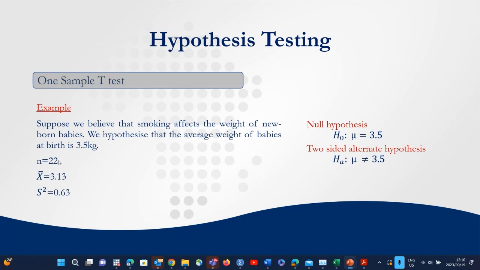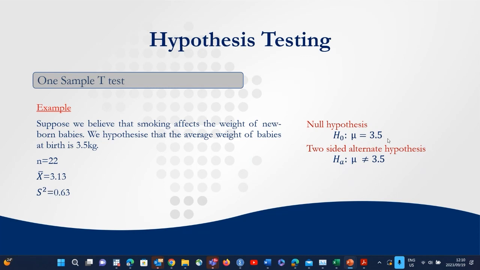So let's say I have 22 mothers who smoke. So this one is the hypothesized one, this is what we believe to be the population value. And then X bar is the one that I will compute from the weights of those children who are born to these mothers who smoke. Then I can also have this. I think it's supposed to be the sample standard deviation, not sample variance. So it's, yeah, without the X.